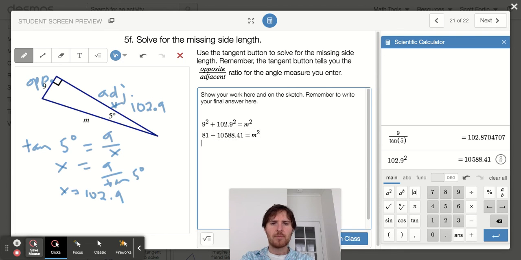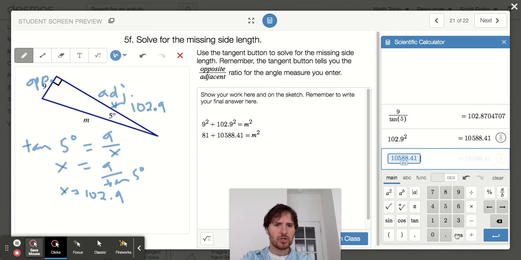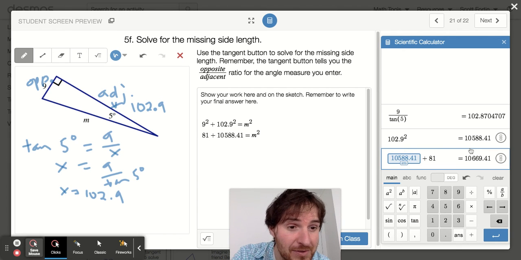Okay, so now I'm going to combine like terms, right? Add these two constants together. So I need to take this that I have here, take that answer, right? That stands for answer. It's what we just got in the top row above it. And I'm going to add 81 to it, okay? And I got 10,669.41.